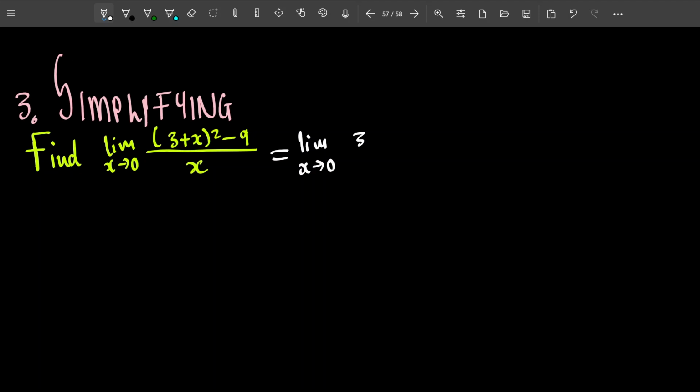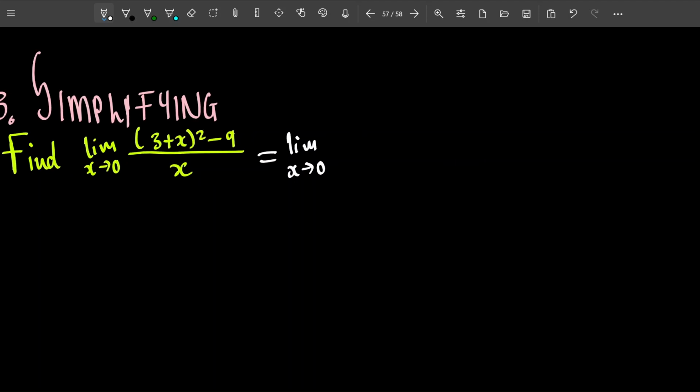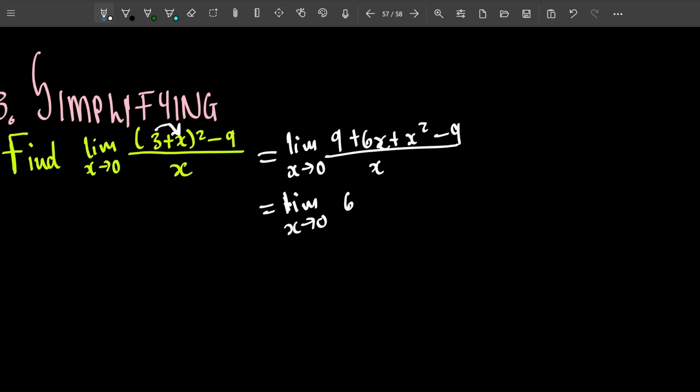This is going to be 3 squared, which is 9. Remember how you get it. You square the first one, which is 9. Then you multiply these two together, 3 by x, you get 3x. You multiply by 2 because you're going to get 2 of them, so it's plus 6x. Then you square the last number, plus x squared. And then you say minus 9 all over x, which is going to be the limit as x approaches 0 of 9 minus 9, which is 0. You're going to remain with 6x plus x squared, over x.